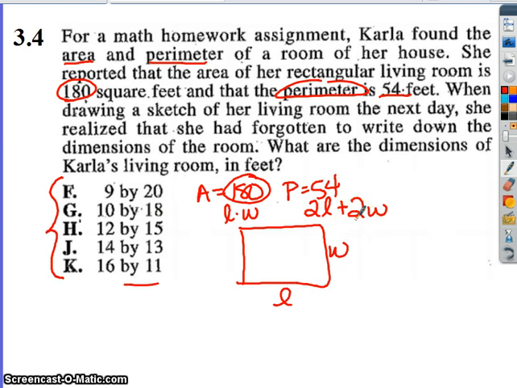It's faster and normally easier not to mess up than trying to do all the algebra behind solving those literal equations. Okay, I've marked these 2 out because when I multiply them, it does not give me 180. And now I'm going to go back and take these 3 and plug in here. And when I do that, these 2 do not give me 54. This is the only one that when you do 2 times 12 plus 2 times 15, it gives you 54, and it multiplies to give you 180. So that would have been the dimensions of the room.